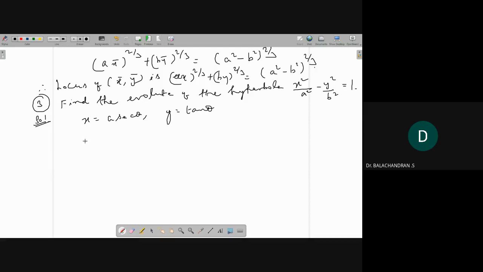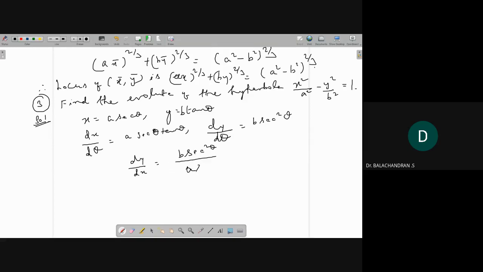So dx by d theta is equal to a secant theta into tan theta, and dy by d theta is, here this is b tan theta, so b secant square theta. So dy by dx is equal to dy by d theta, b secant square theta, divided by a secant theta into tan theta. If you simplify, you'll get b by a secant theta divided by tan theta.